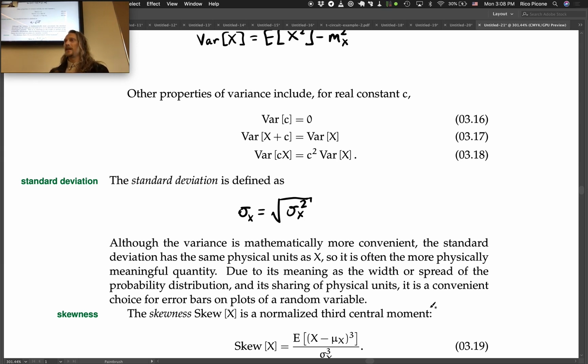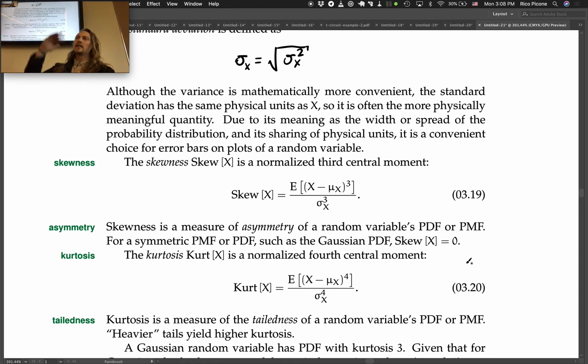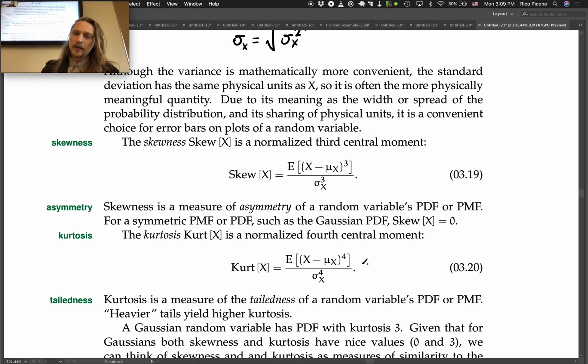Some other people will take 2 standard deviations as the error bar. Usually you do plus and minus 1 standard deviation. The skewness, skew of x, is a normalized third central moment. So you take the third central moment and you divide it by the standard deviation cubed.